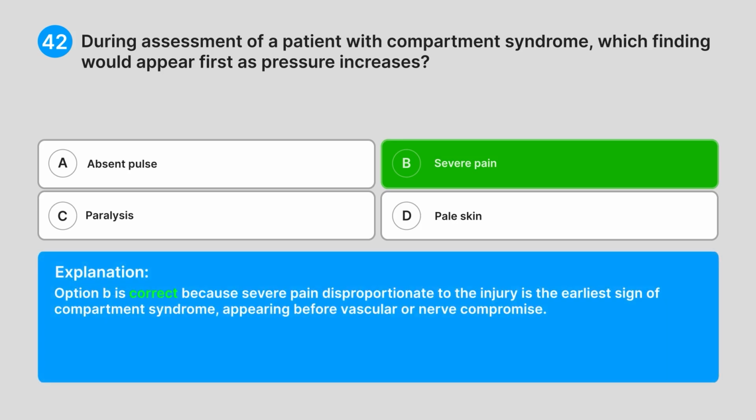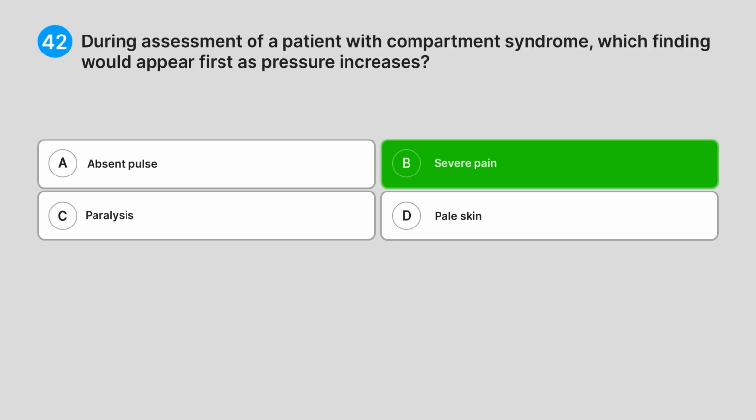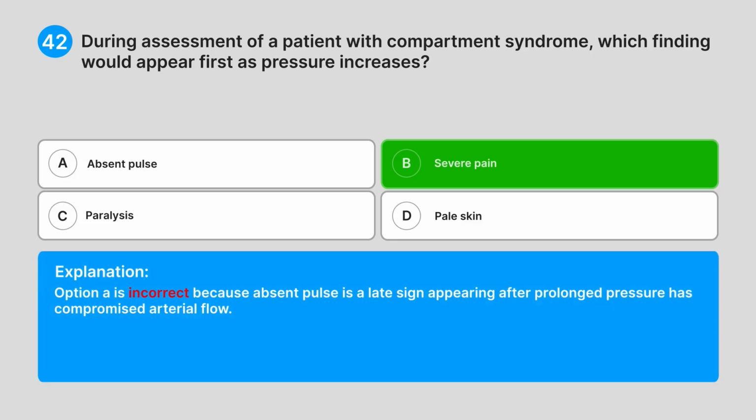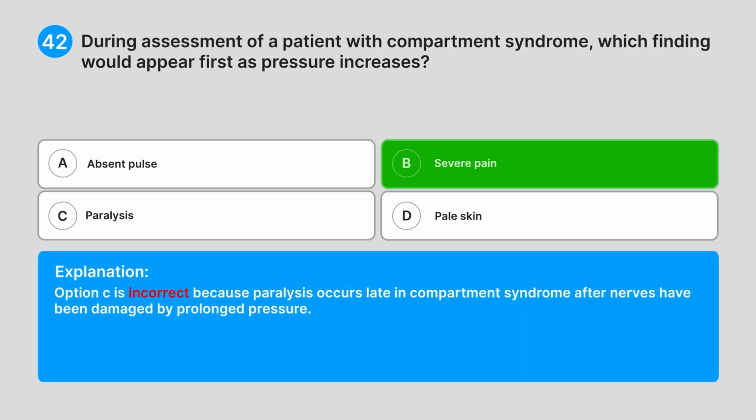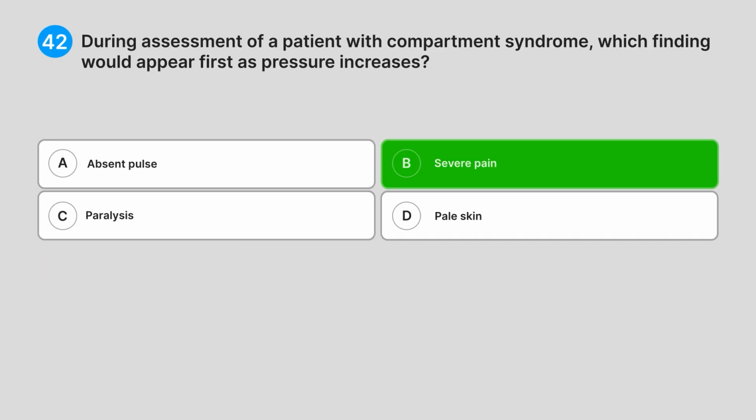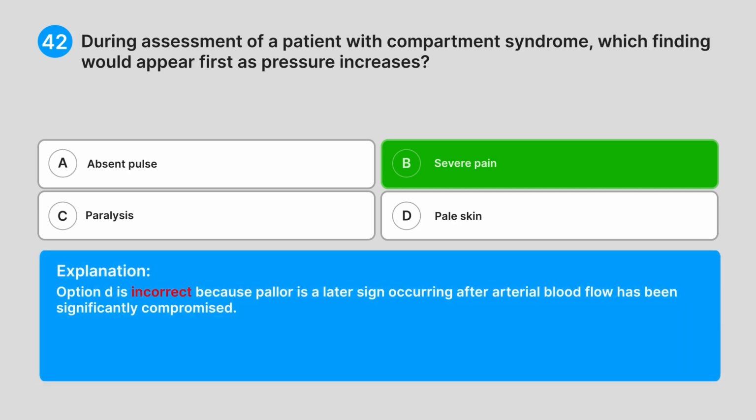Explanation: option B is correct because severe pain, disproportionate to the injury, is the earliest sign of compartment syndrome, appearing before vascular or nerve compromise. Option A is incorrect because absent pulse is a late sign appearing after prolonged pressure has compromised arterial flow. Option C is incorrect because paralysis occurs late in compartment syndrome after nerves have been damaged by prolonged pressure. Option D is incorrect because pallor is a later sign occurring after arterial blood flow has been significantly compromised.